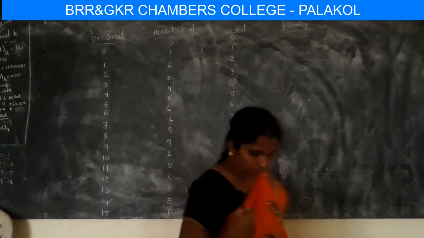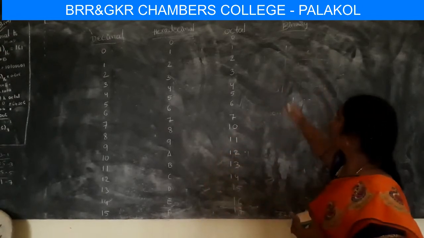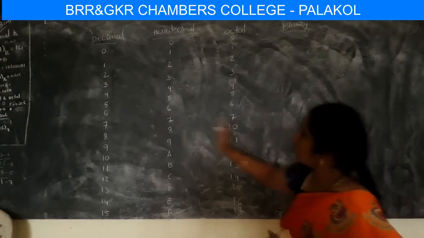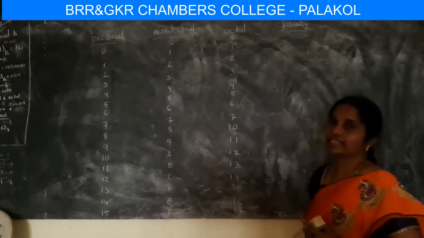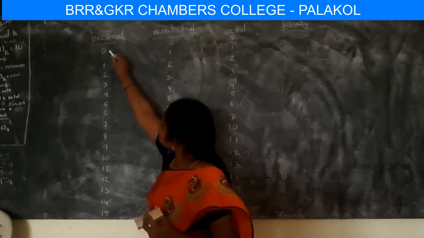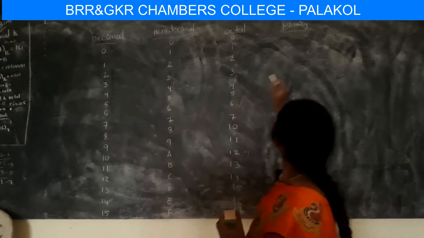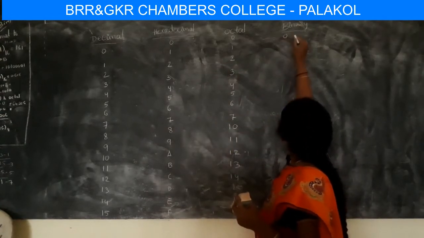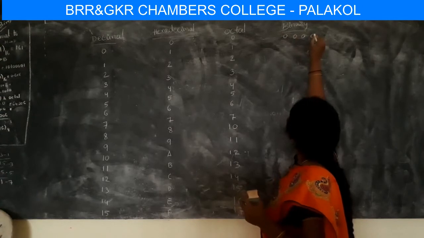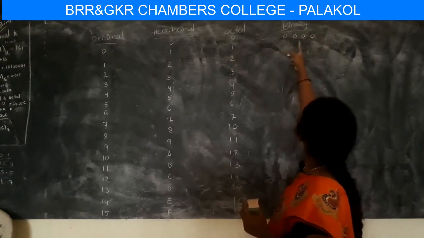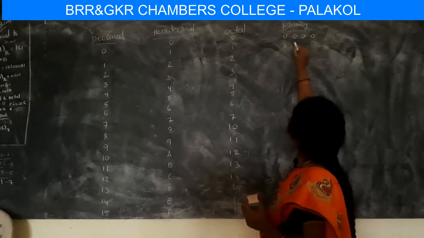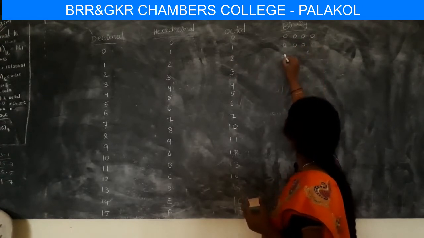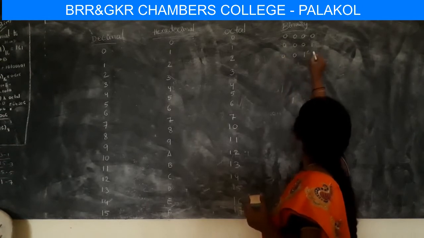Now this is important, the binary. So how to write the binary values for the corresponding decimal equivalents. Okay, I already told 0 to 7. So I will consider the 4 inputs. So that's why I consider 1, 2, 3, 4. 0 means nothing but 0, 0, 0, 0. So 1 is nothing but 0, 0, 0, 1. So here the 2 is nothing but 0, 0, 1, 0.